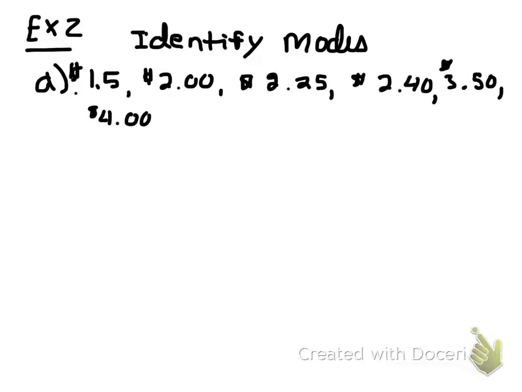So when you're looking to find the mode, you want to find what number repeats the most. Well, in this list, all of these numbers are only listed one time, so none of the numbers repeat. So since no numbers repeat, there is no mode.